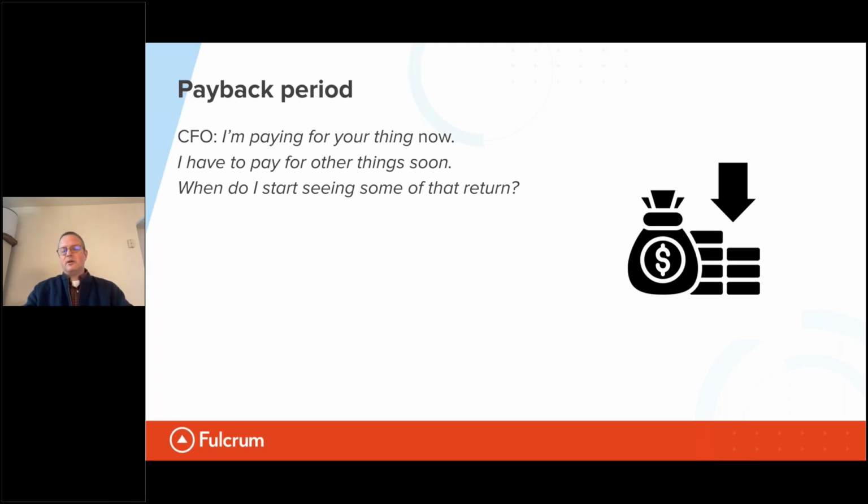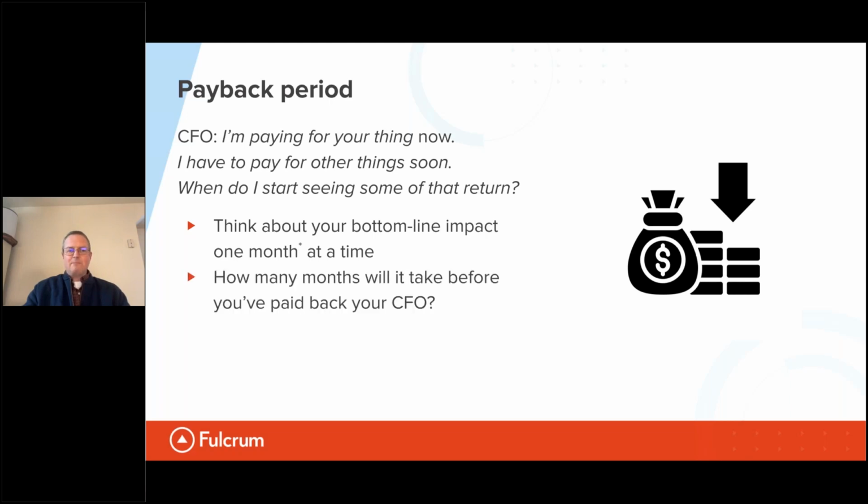So if you can say to the CFO, by making this investment, we're going to have a startup period that's going to take about 2 months, and after those 2 months, you'll start seeing the return on investment, and the return on investment will be large enough that you'll be paid back within 2 months, or you'll be paid back within a year, or whatever that might be. So think about your bottom line impact 1 month at a time. Instead of saying, okay, my ROI is the whole year, think about, okay, well, what does that translate into on a month-to-month basis? And then ask yourself, how many months will it take before you pay back your CFO?